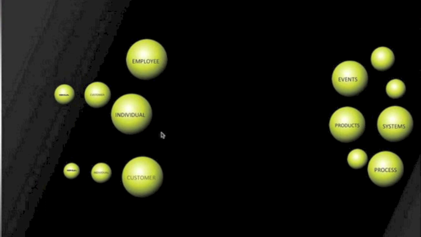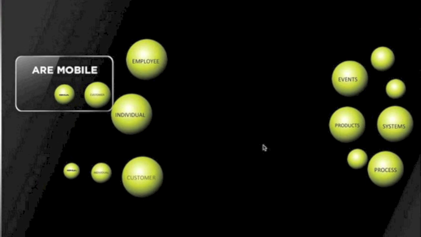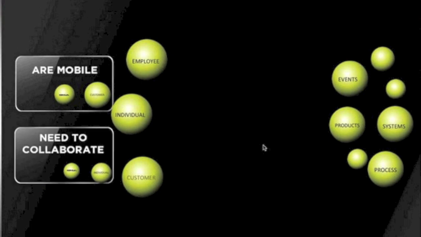On the left-hand side are the people that need to know what's going on. The individuals within IT could be employees within the company. It could also be customers outside of the company that are affected by any kind of an outage. And what happens is these people are now mobile, obviously. They're not all just sitting there staring at a console. And when things do occur, they may need to collaborate. They may need to get people together to solve the problem.